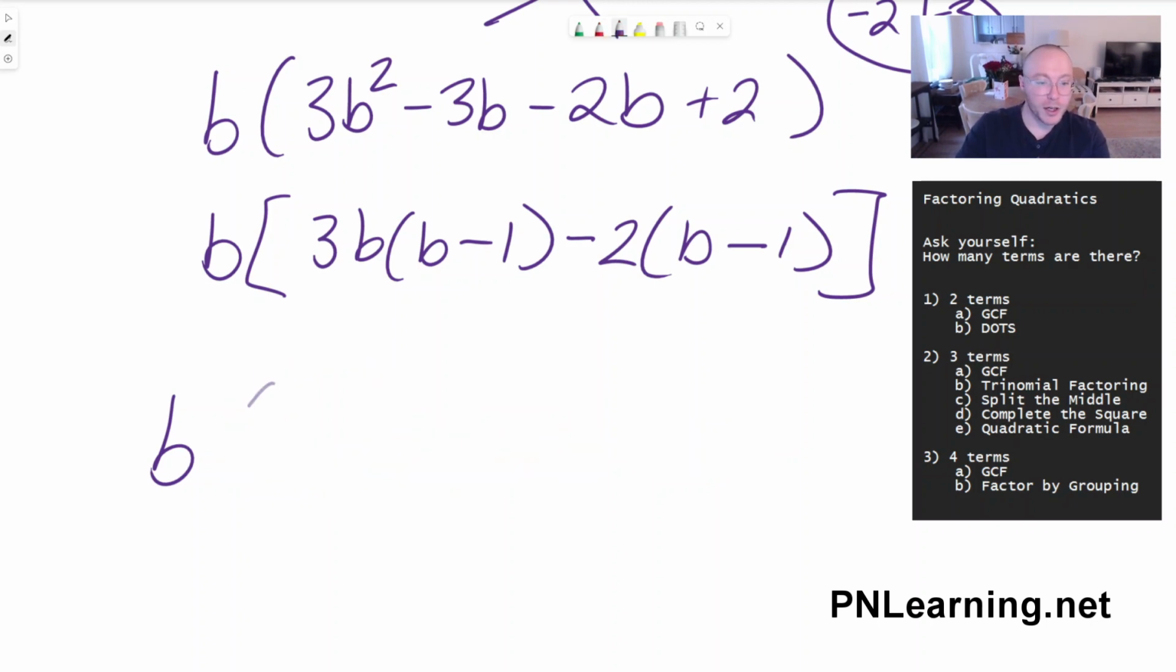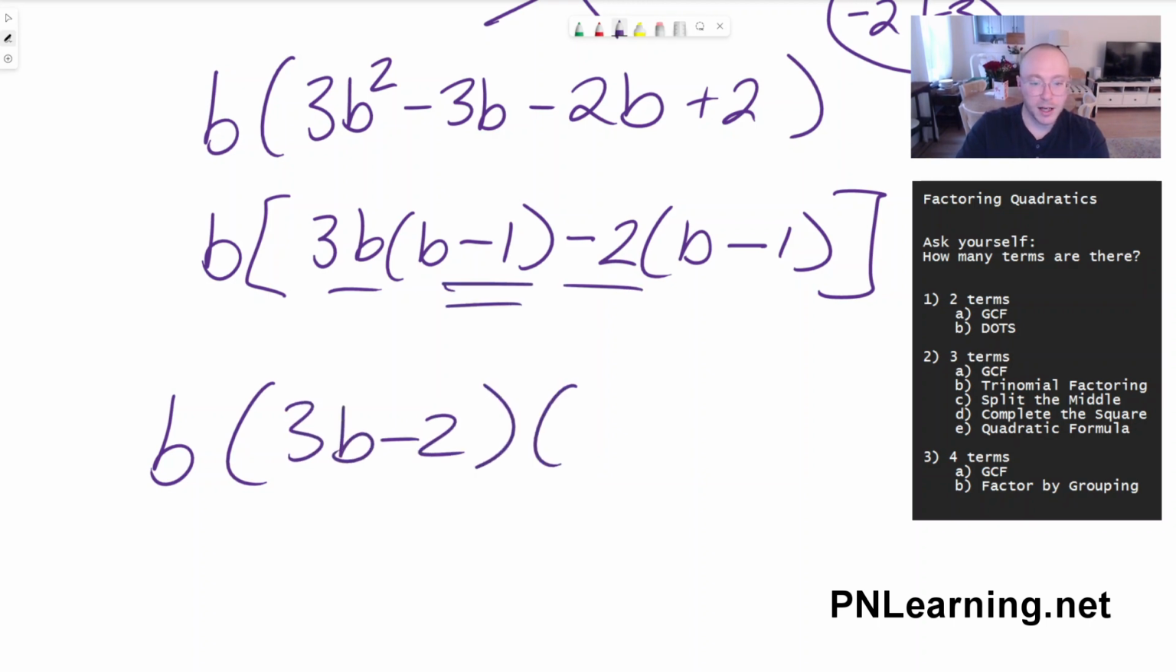So I have been writing the outside stuff first, 3b minus 2, and the inside stuff here second, but the order doesn't really matter. That's it for this problem. Let's take a look at the next one.